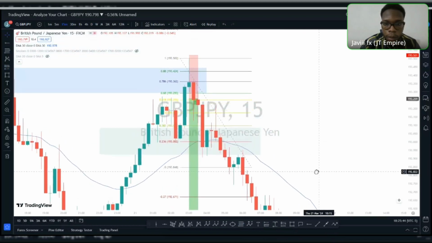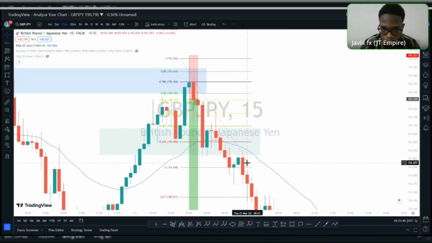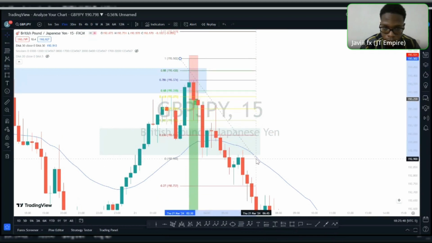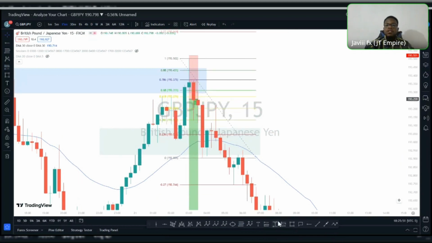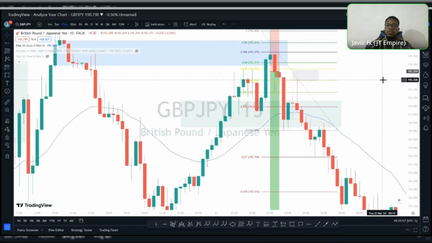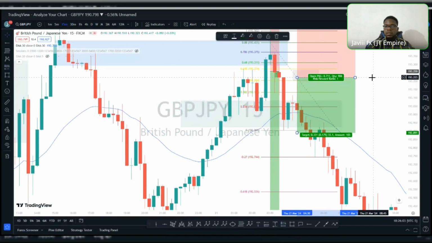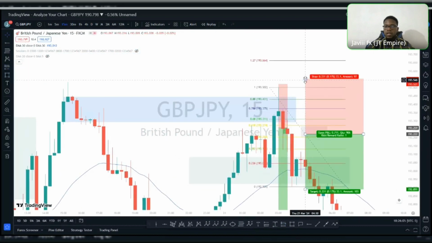So from the top, which is here, to the bottom, which is here, we have this zone as well, where you could enter for the sell. So if you miss this position, you come and enter another one right here. You miss this position right here, enter another one.